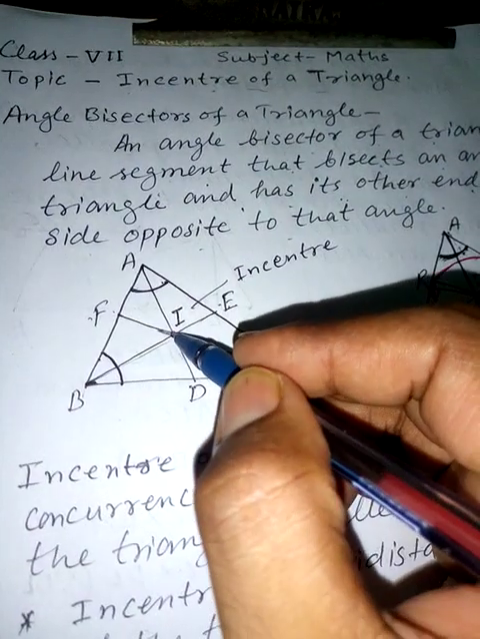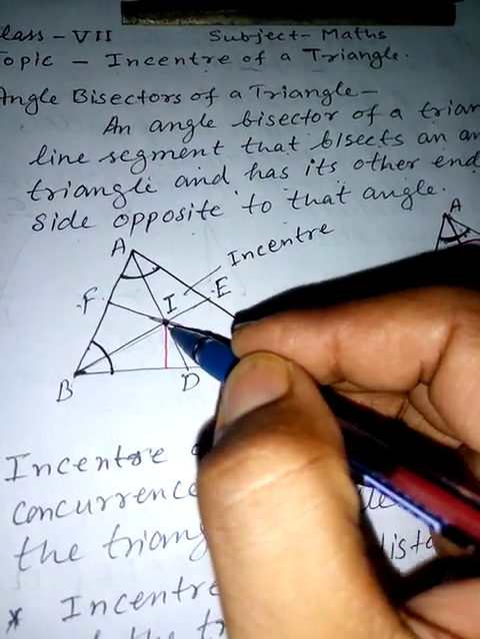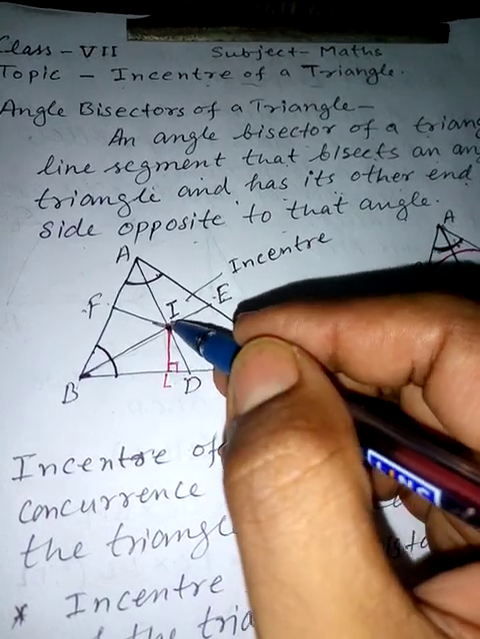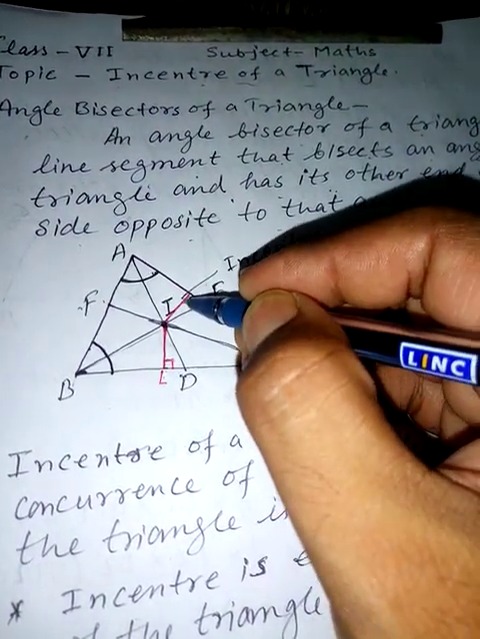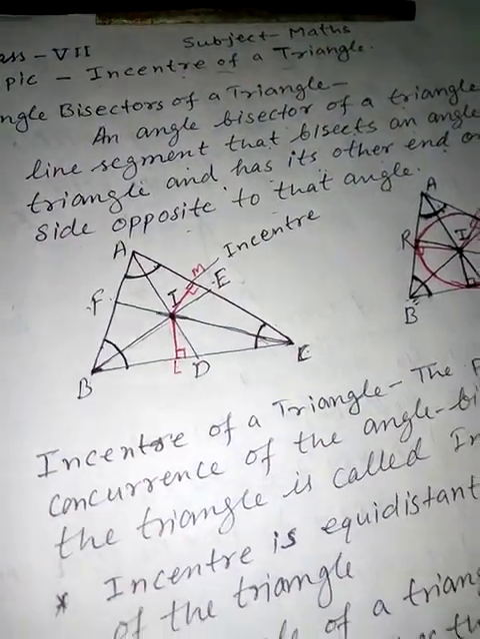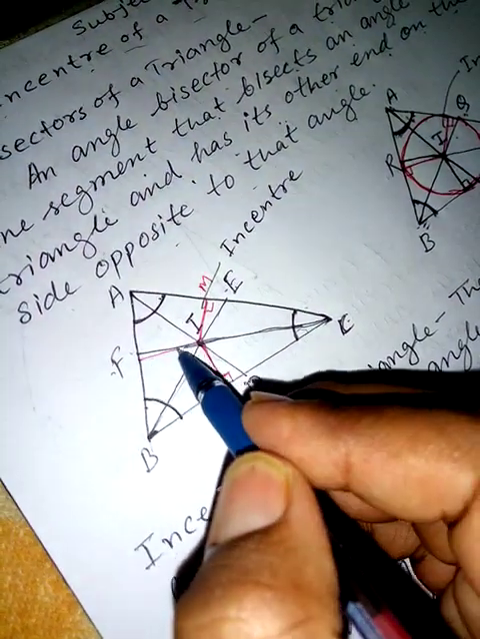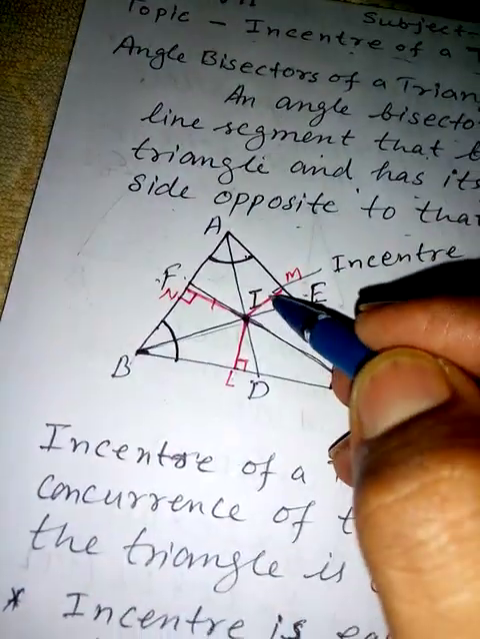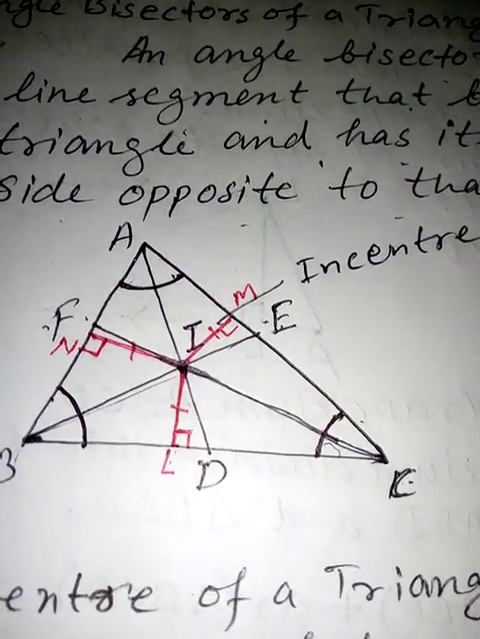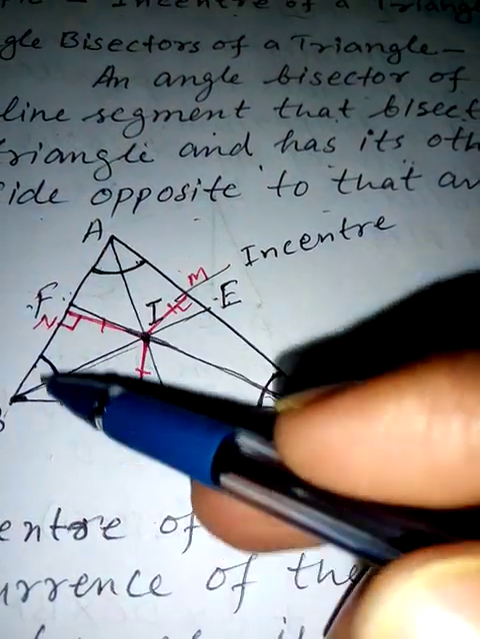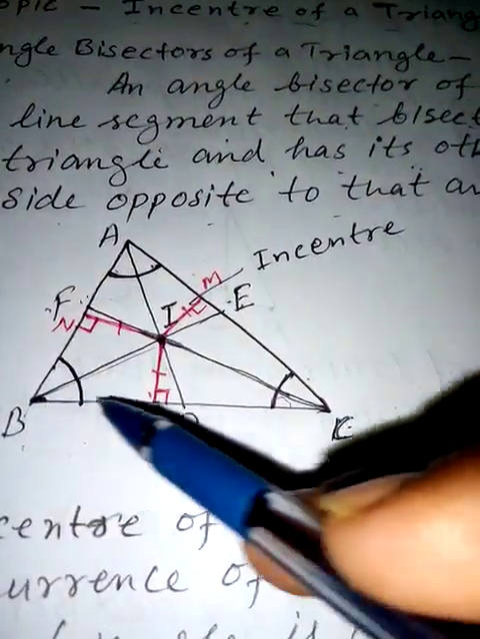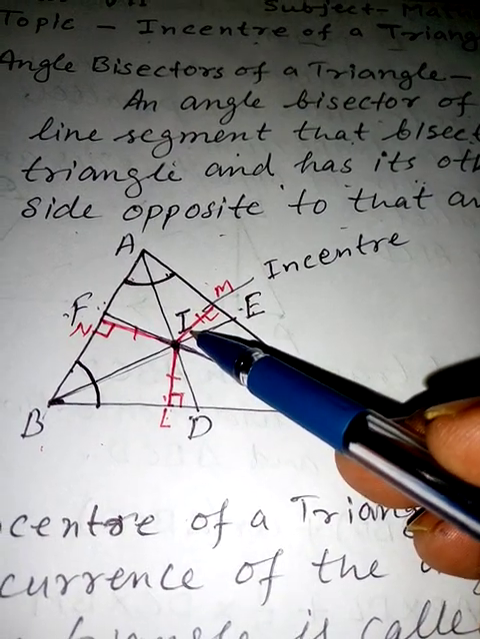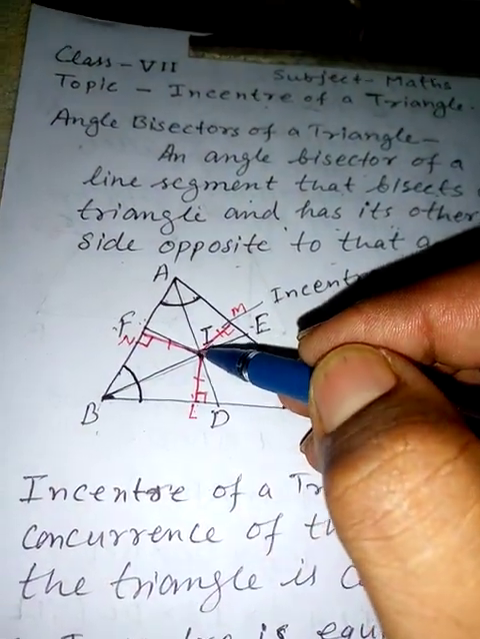When you draw perpendicular from this I to one side, suppose IL is the perpendicular from this point, when you draw IM perpendicular to this side, and when you draw IN perpendicular to this side, then all these perpendiculars are the same in length, and hence you can say that all these sides AB, BC and AC are equidistant from the incenter I.